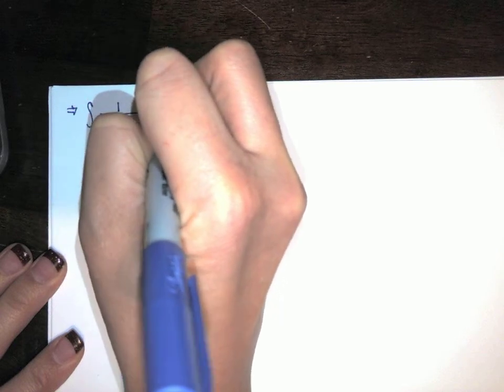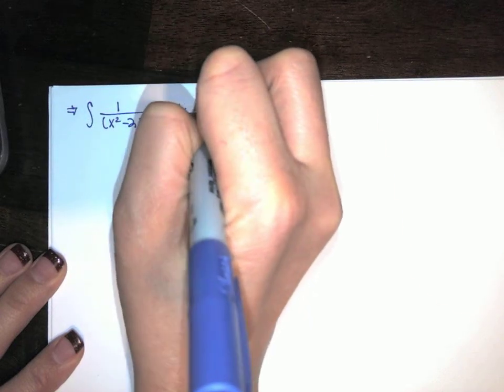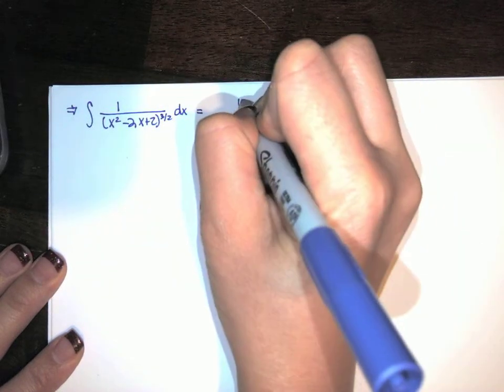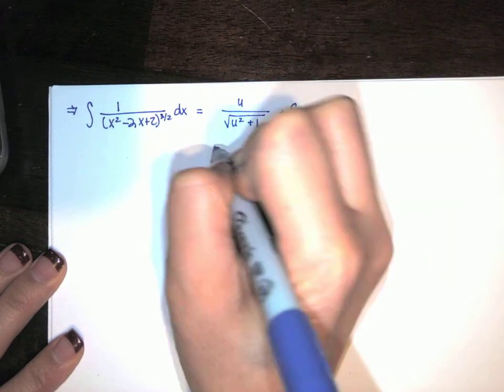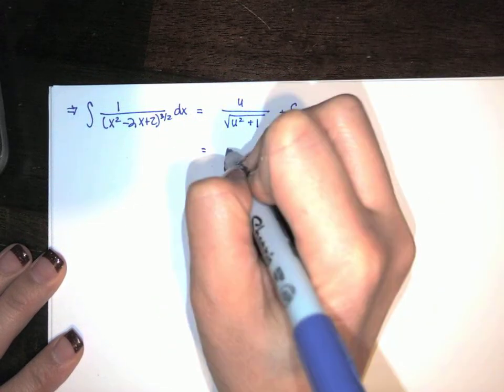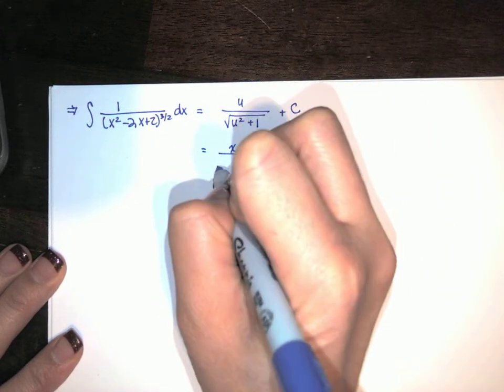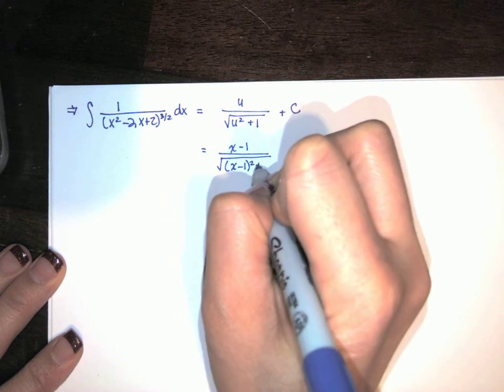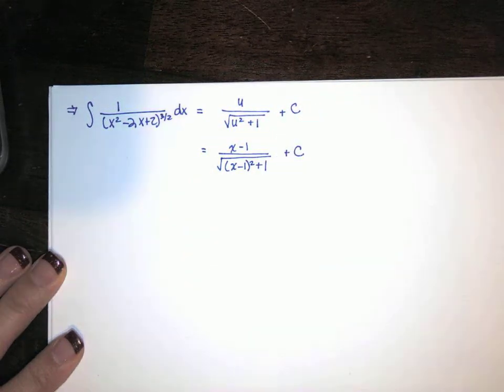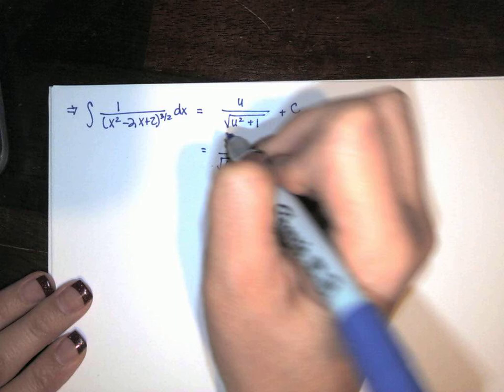I'm just going to write down what we've found. We found that the original integral, which was this, is equal to u over the square root. And we said, well, what was u? u was x minus 1. Remember, u is something that we made up so that we could solve this problem. And we could stop there.